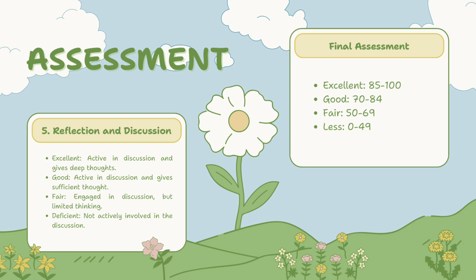And then this is the final assessment. The excellent one itu perkiraan nilainya dari 85 sampai 100. The good one itu nilainya dari 70 sampai 84. Kalau yang fair itu dari 50 sampai 69 dan yang less or deficient itu dari 0 sampai 49.